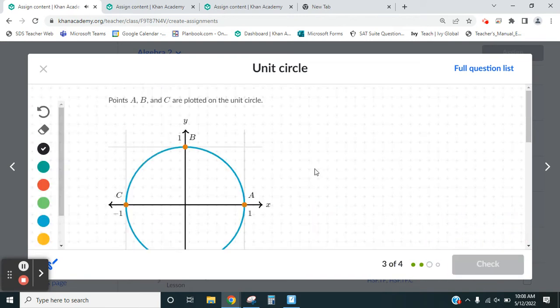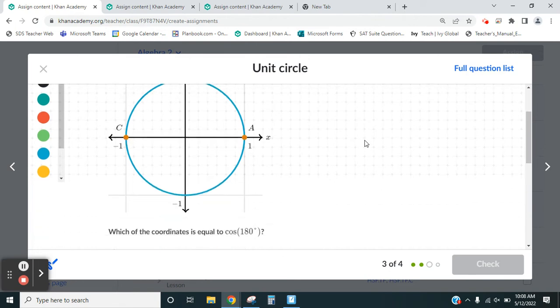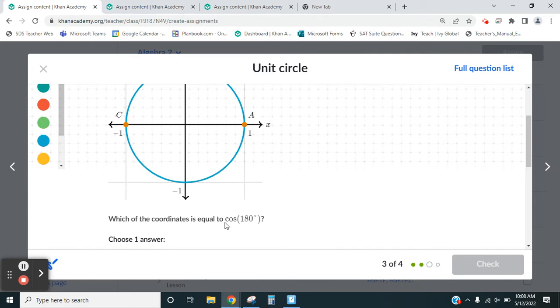Okay, let's do another one. A, B, and C are on the circle. What angle is A? Tell me now. What about B? What's C? 180. All right, very good. All right, which of the coordinates is equal to the cosine of 180? 180 is here. That's what you just told me.